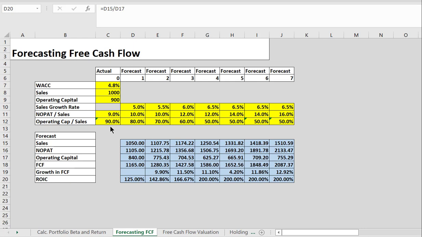Now, what we're thinking is going to happen in this forecast is that we are going to be able to increase our sales, new products, better efficiency, better marketing. We have predicted some increase in our sales growth rate. We also, with that increase in sales growth, are predicting an increase in profit margins.